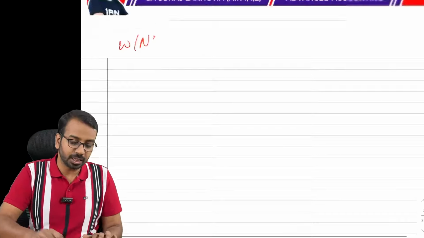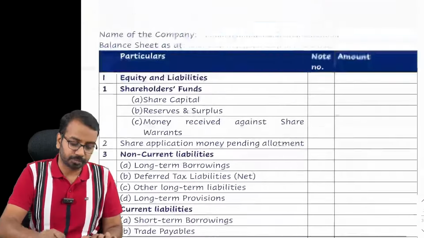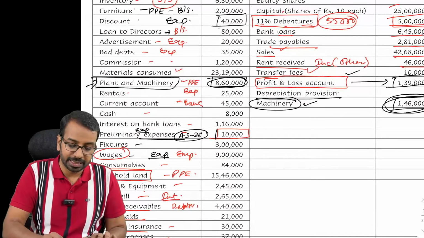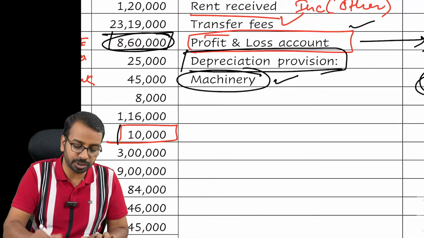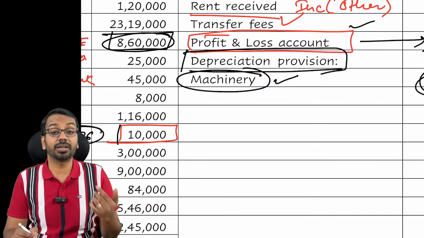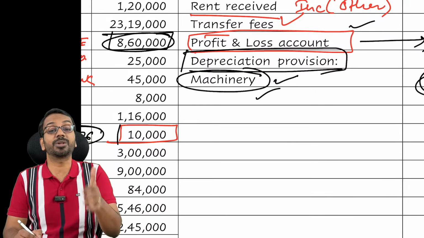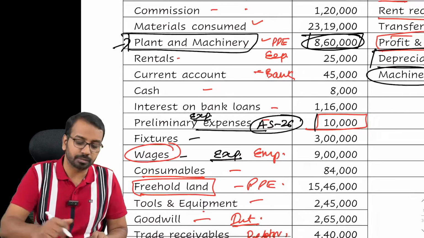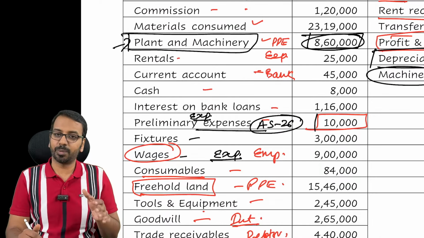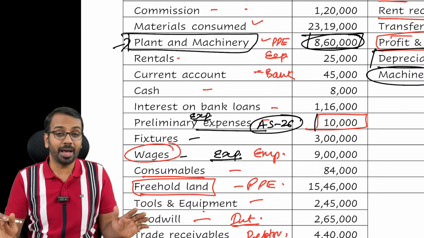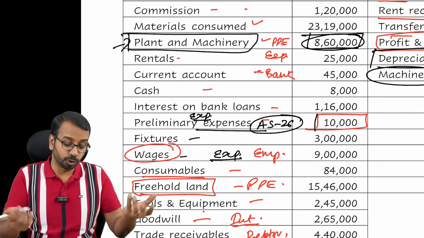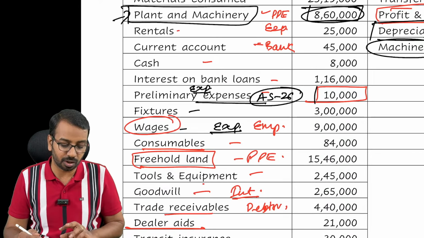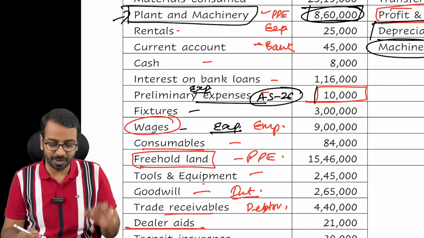Now, in this particular question, if you see, they have given us depreciation provision, but they have not given us depreciation provision for other assets. Only for machinery they have given. And the second thing is, they have not given depreciation as an expense here. So what do we do? If information is not given, assume that it is 0 and just move on. Don't assume we need to provide depreciation on, let us say, tools and equipment. Land is not depreciable, so we will not provide depreciation there.